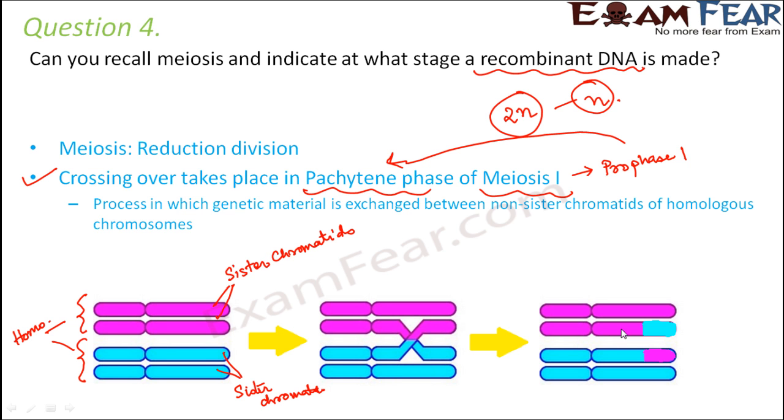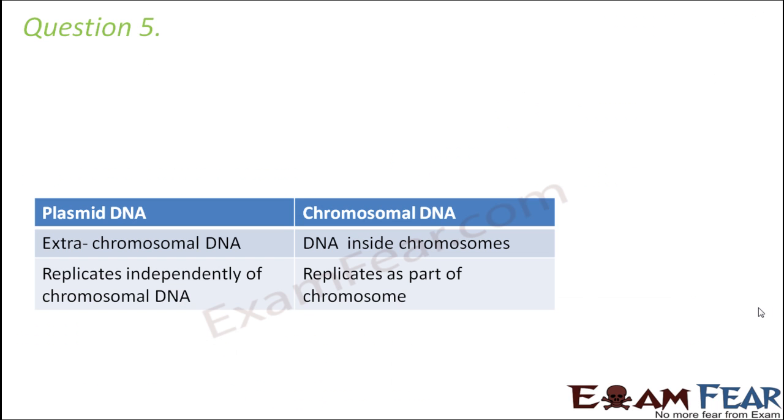Now, once crossing over takes place, what happens? You get recombinants. So these are called recombinants, and this process is called recombination. If you look at this chromosome, it has pink, it has blue. If you look at this, it has blue, it has pink. So it has got a mixture of the traits of both the non-sister chromatids. So these are said to be recombinants. Therefore, recombinants are formed during the Pachytene stage of prophase 1 of meiosis 1. So this is where recombination occurs.